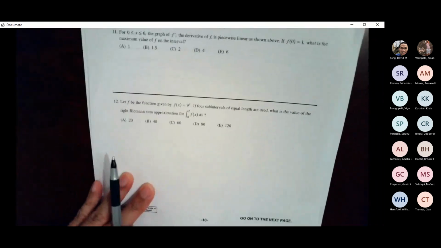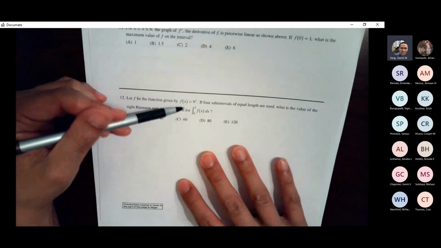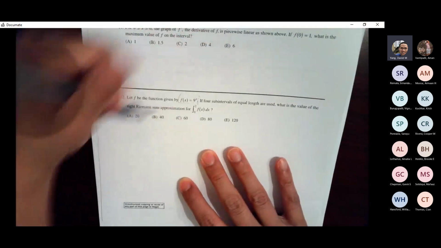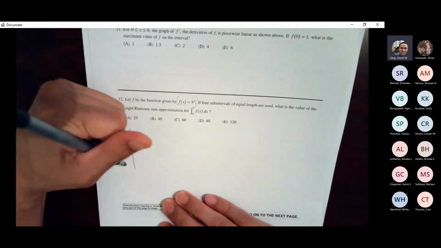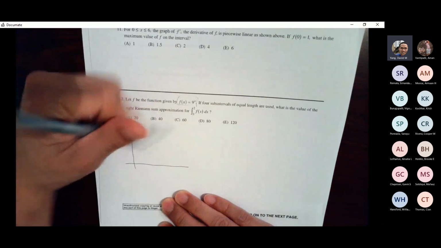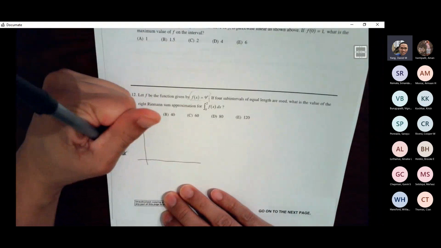Okay, number 12. Let me work this out by hand, or from scratch. Let f be the function given by y equals 9 to the x. So this is an exponential function, just to give you a visual here. An exponential function looks like 9 to the x, looks like e to the x. They all have the same shape.